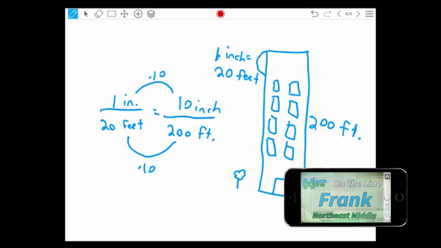Every one of those little things on our picture has to fit that same scale factor, or else the building's going to fall over, because we won't have the door in the right place. We won't have the windows in the right place. So it's very, very important that we understand scale factor when we're making out plans for construction, or plans for anything, honestly. Does that make sense, Frank?